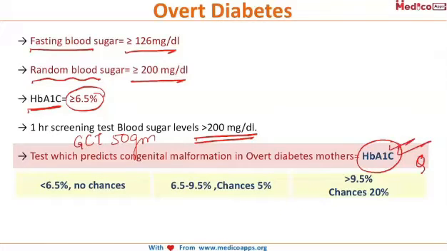So let us now see the risk of congenital malformations at different values of this HbA1c. If the value is less than 6.5%, she does not have any increased risk of congenital malformation. If this value of HbA1c is between 6.5 to 9.5%, the chance of congenital malformation is 5%, and at levels more than 9.5%, the risk of congenital malformation increases to 20%, a very high risk.